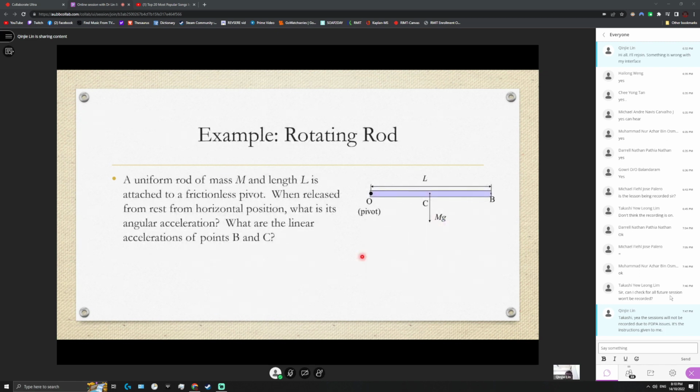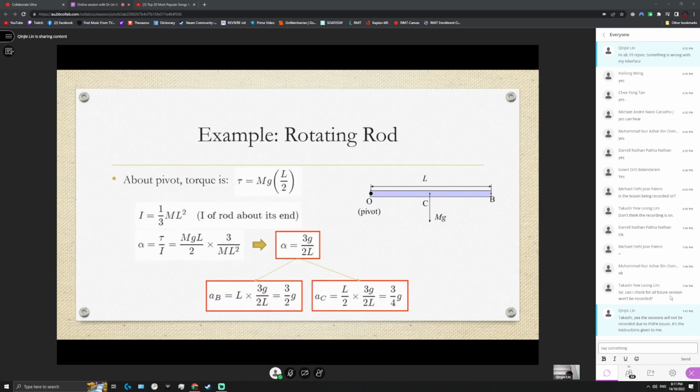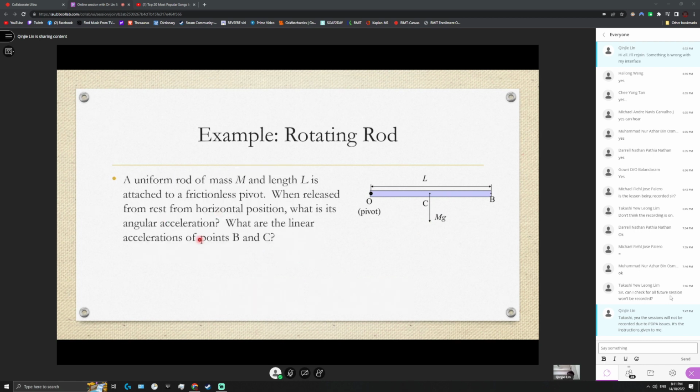One example: a uniform rod of mass m and length L attached to a frictionless pivot. When released from rest from a horizontal position, what is the angular acceleration? And what are the linear accelerations of points B and C? So it's pivoted here. Now the center of mass is here, that's why the mg is drawn in the middle. And then if you release, this thing is going to swing downwards. So they ask you what is the angular acceleration and what are the linear accelerations of points B and C.